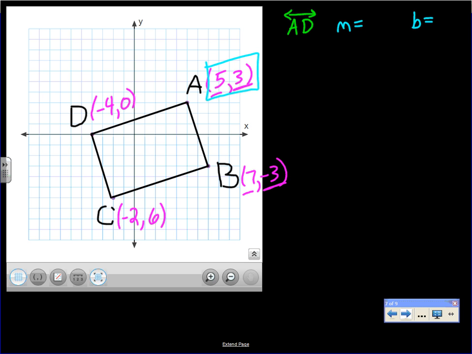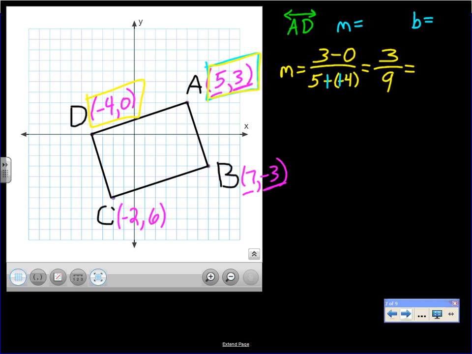All right, if we're going to go with AD, we're going to let that be the second point. So y sub 2 minus y sub 1 over x sub 2 minus x sub 1. That means that D was the first point. Now work this out. 3 minus 0 is going to be 3. And 5 minus negative 4 is the same as 5 plus 4, so that's 9.